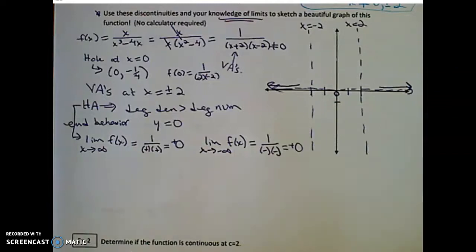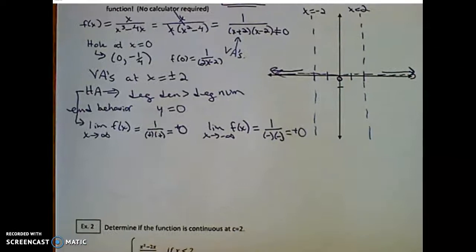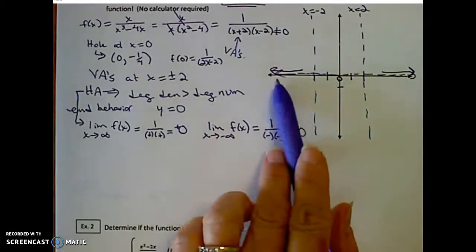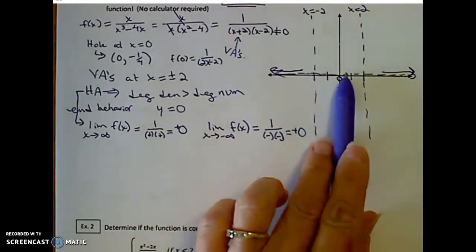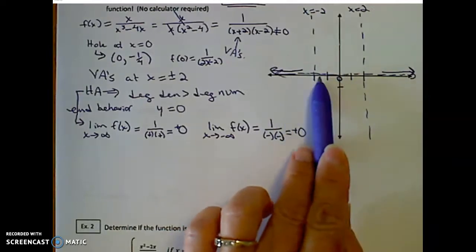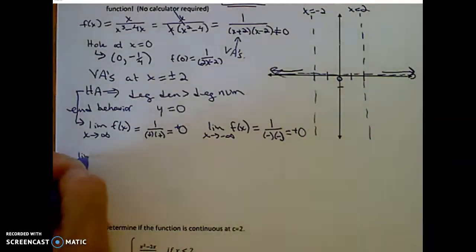So that's cool. Okay, let's look at some more limits. Let's see what happens around these asymptotes. If I zoom into negative 2 from the left, or if I zoom into negative 2 from the right. What is the limit as x approaches negative 2 from the left of this function?